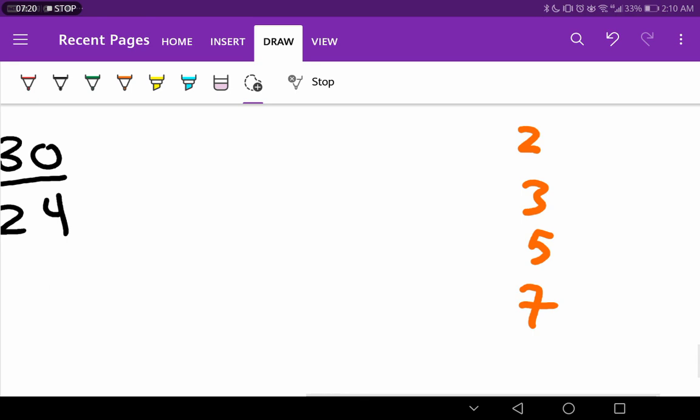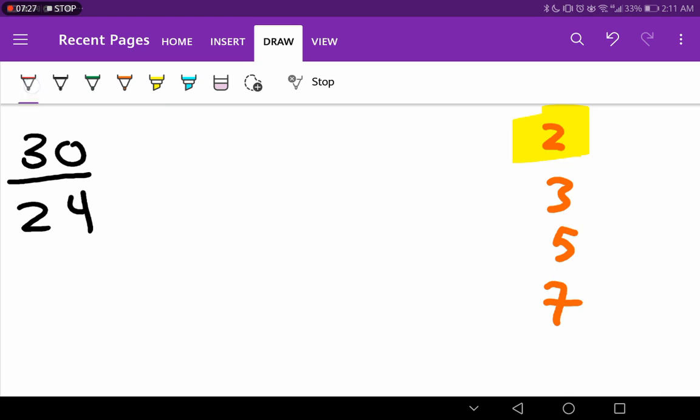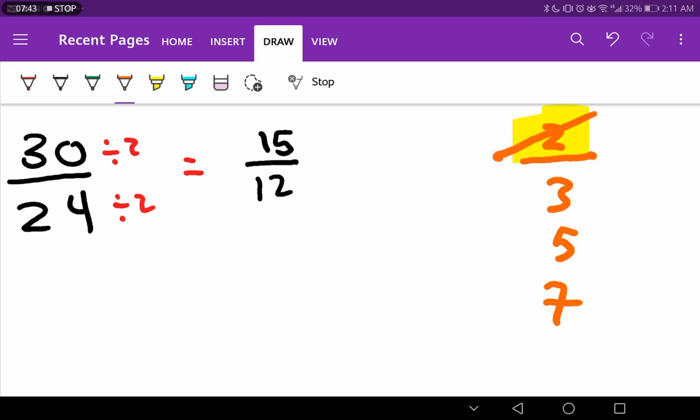Okay, I ask the 2, by the way, and I will check if it works up and down. You know it works up and down, so divide by 2, which equals 15 over 12. Again, I will ask if it works with 2 now. No, the 15 is not working, so I'm done with it.